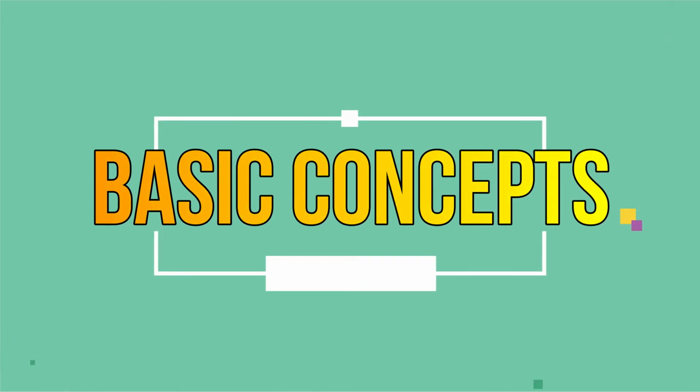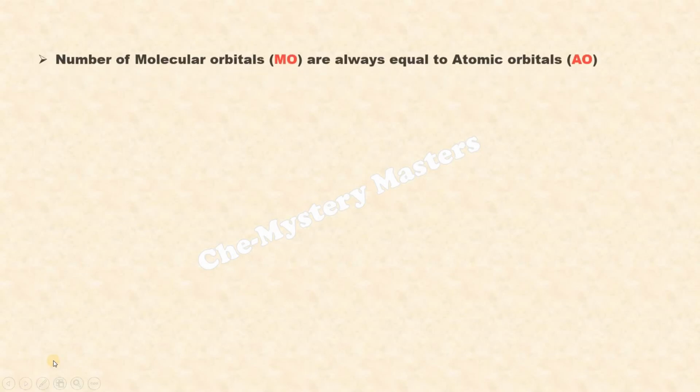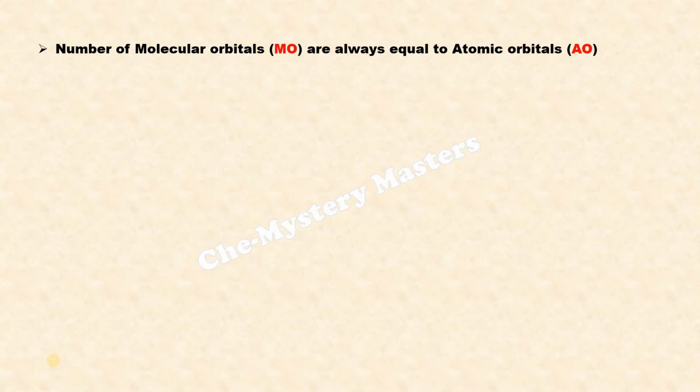To understand the molecular orbital formation of the ethene molecule, we should know some basic concepts. Here are some basic concepts related to all the types of pi systems which we will be discussing. The first very important point is that the number of molecular orbitals formed will always be equal to the number of atomic orbitals. And it should always be remembered that atomic orbitals join to make the molecular orbitals.